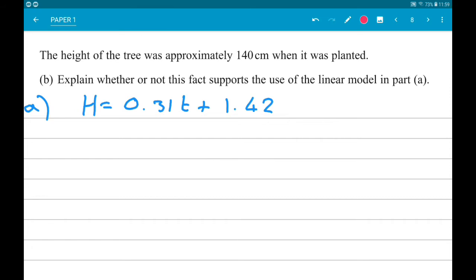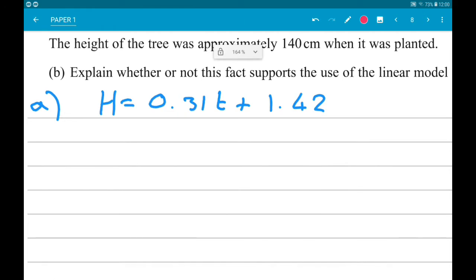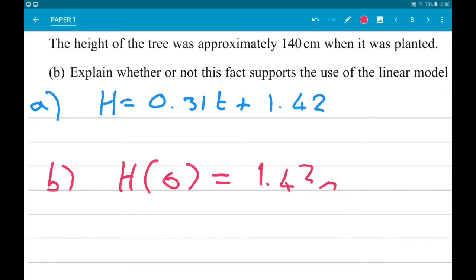So, using our model, when t is 0, we get 1.42 meters. Now, 1.42 meters is very close to 1.4 meters. So you would want to say that, and then also say, because of that, this does support the use of the model.